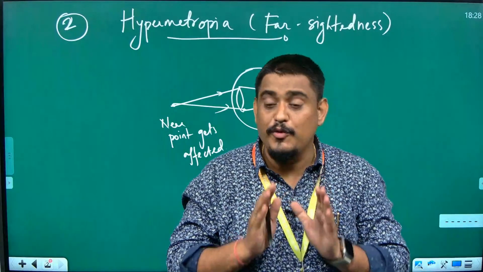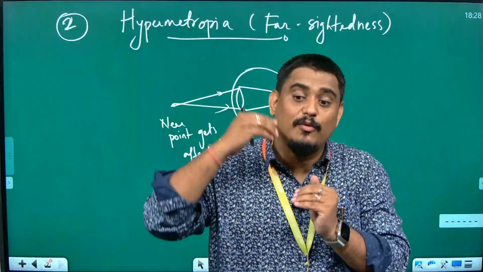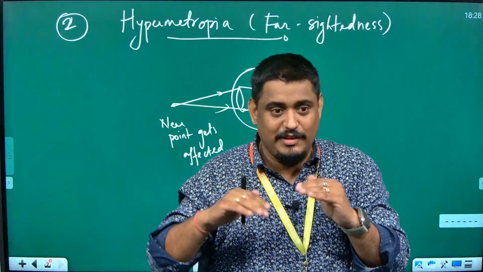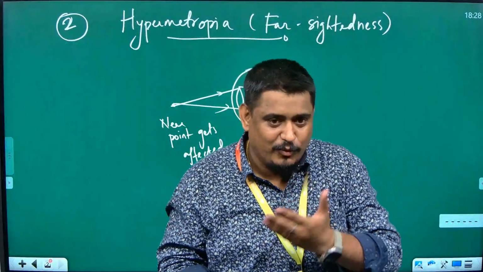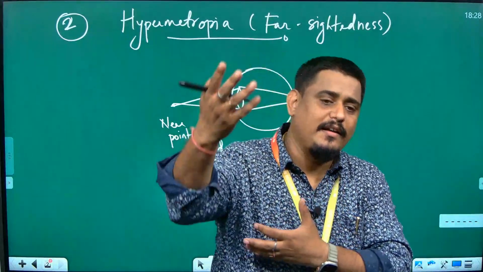So if we have to relax our eyes, we see something far. If we have to strain our eyes, we see something near. Vice versa, if we see something near, it strains our eye. If we see something far, it relaxes our eye.